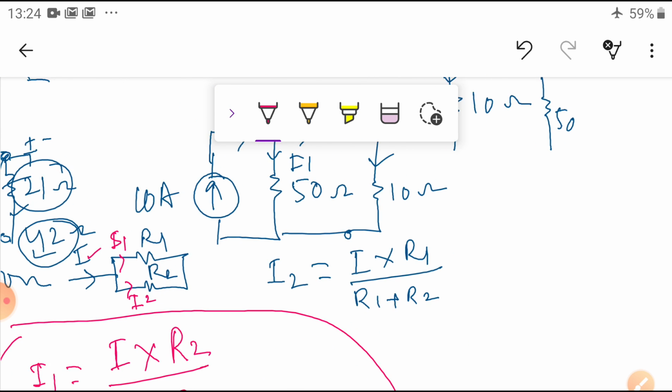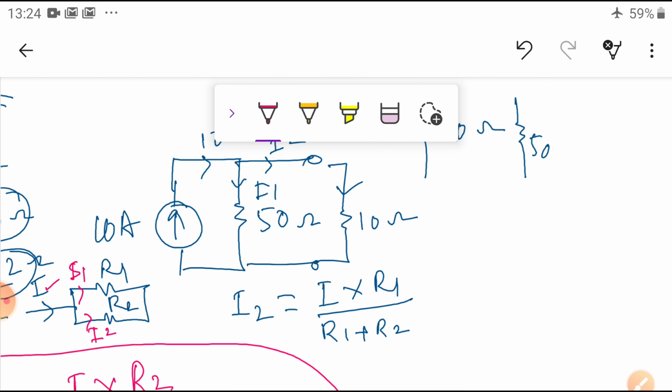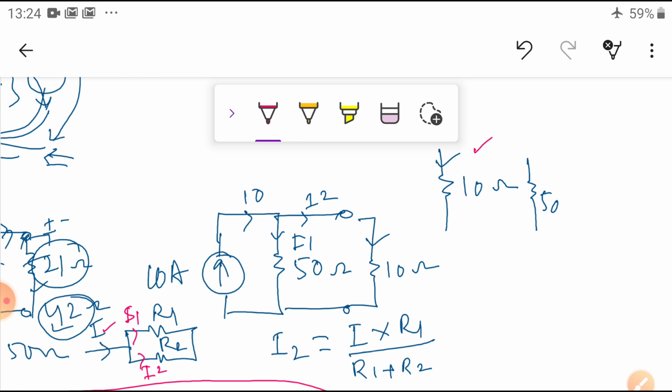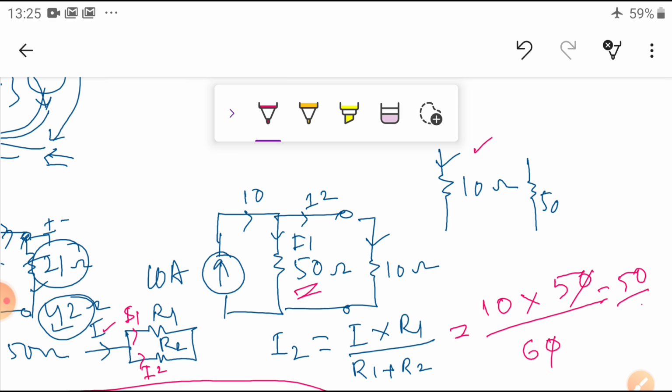Now look at this circuit. In the first case, 10 ohms is connected. What is the value of I1, the current? It is 10 amperes into R1, where R1 is 50 ohms, divided by R1 plus R2, 50 plus 10, that is 60 ohms. So 50 by 6.